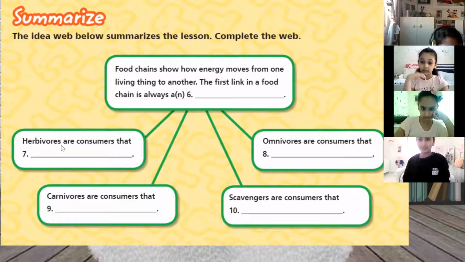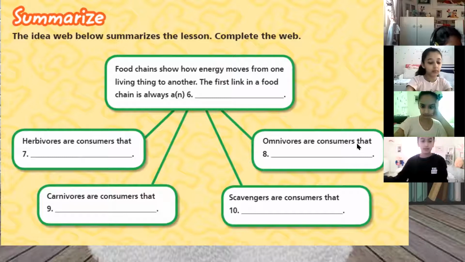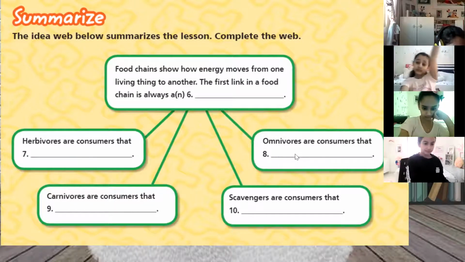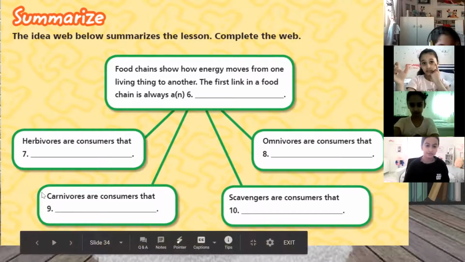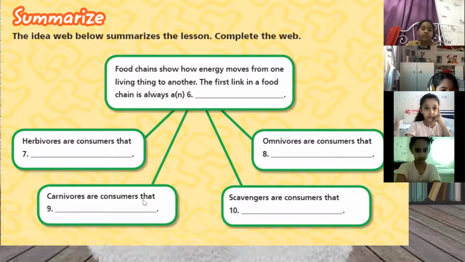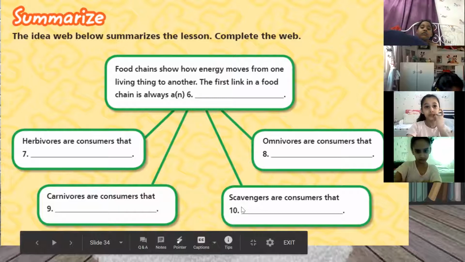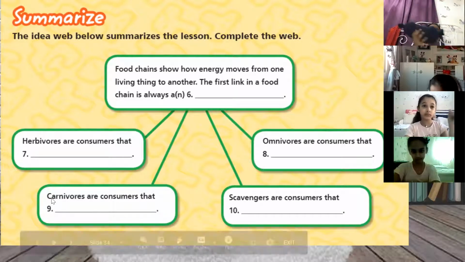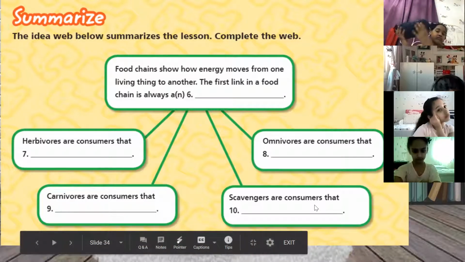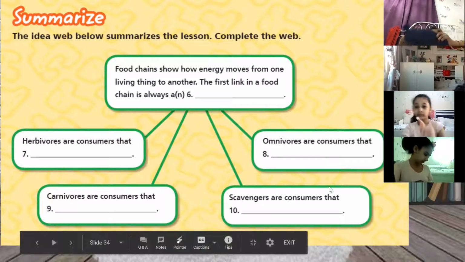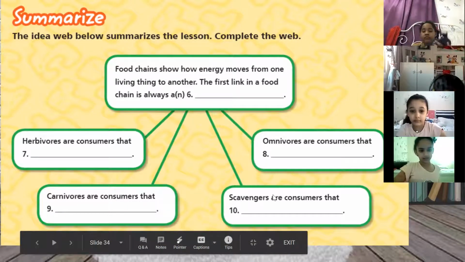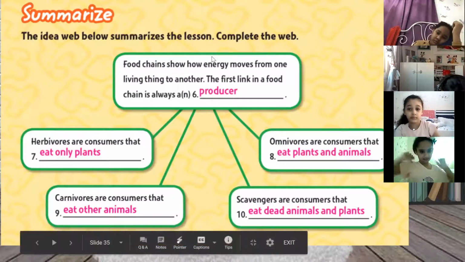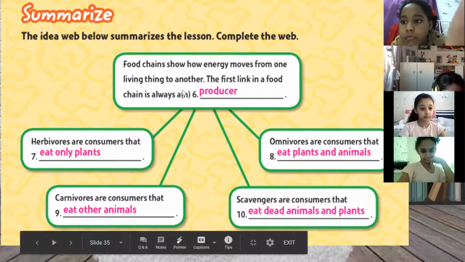Very good. Okay, let's do number 8. Omnivores are consumers that eat what, Maria? They eat plants and animals. Excellent. And carnivores, Layan, they eat what? They eat only animals. Excellent. What about scavengers, Lean? Scavengers are consumers too. They eat dead animals and plants. Excellent. So always the food chain starts with a producer, okay?